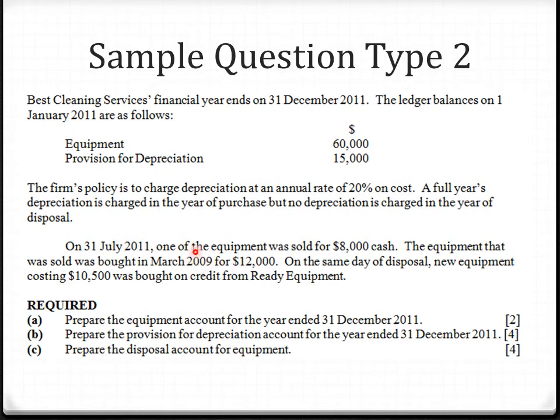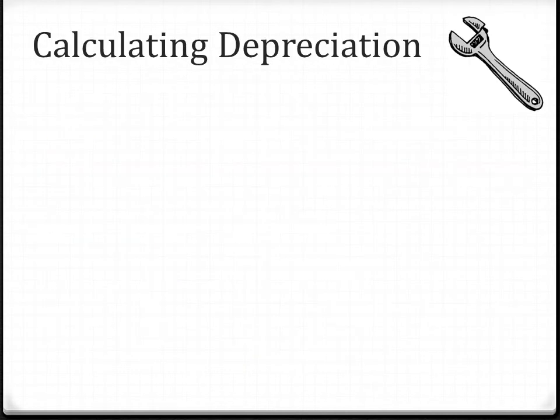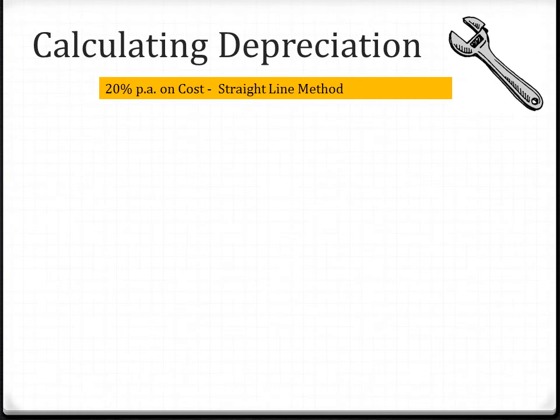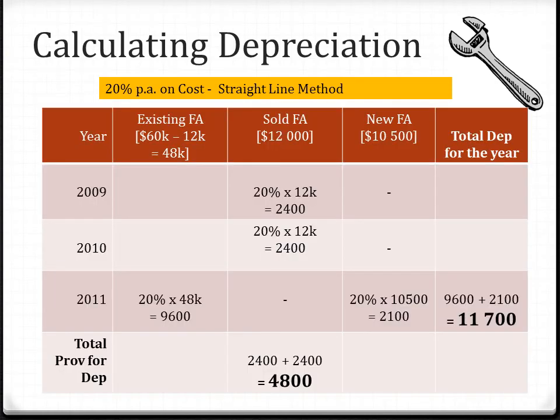So when we prepare the table, we're going to see that we will start with 2009. And of course, your new equipment you bought in 2011, so you only provide for depreciation for 1 year. So let's have a look. Okay, so here we go. It's 20% per annum on cost, which is the straight line method. So this is the table. I'm going to walk you through slowly. This is a little bit complicated.